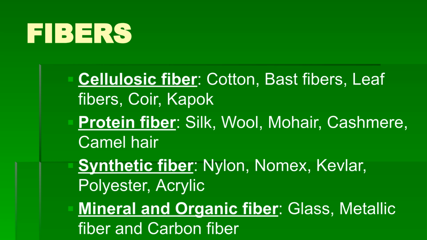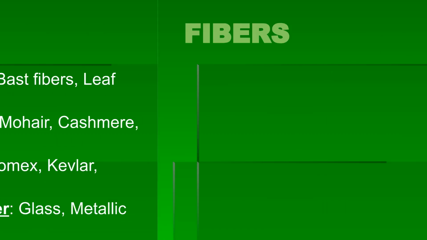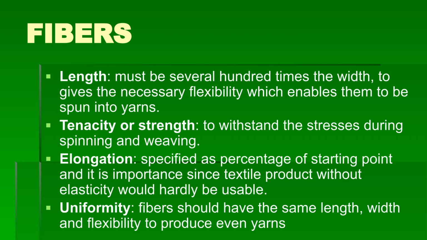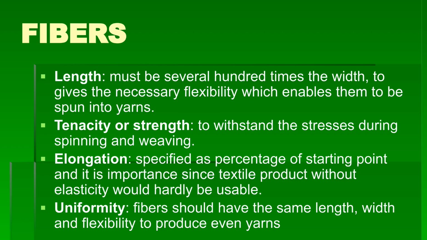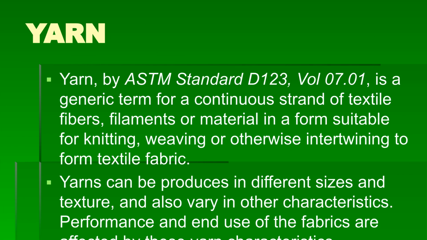Examples include cotton, silk, nylon, and carbon fiber. Key properties of fibers necessary for spinning into yarn include sufficient length, tenacity or strength, elasticity or elongation, and uniformity in size and flexibility. Yarn is defined as a continuous strand of textile fibers or filaments suitable for intertwining to form fabric. Yarn characteristics directly impact the performance and end use of the resulting fabrics.